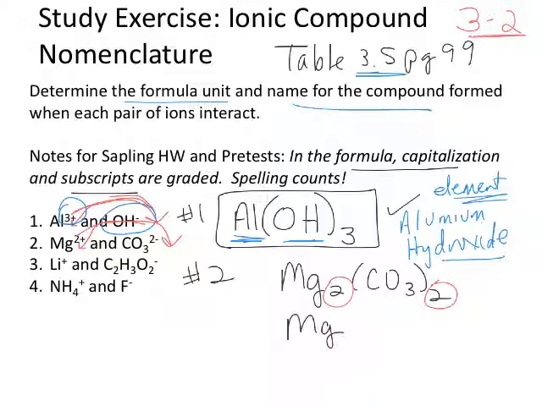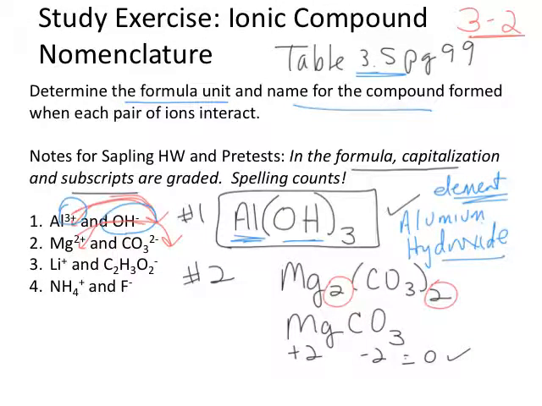Now, when we do that, we don't need parentheses because we're only going to have 1 of these polyatomics. When you have only 1 polyatomic, you do not put parentheses. So this is magnesium carbonate. We always double check our charges. So here you have a 2 plus cation, and the carbonate you have a -2. That's an overall charge of 0, so you're good.